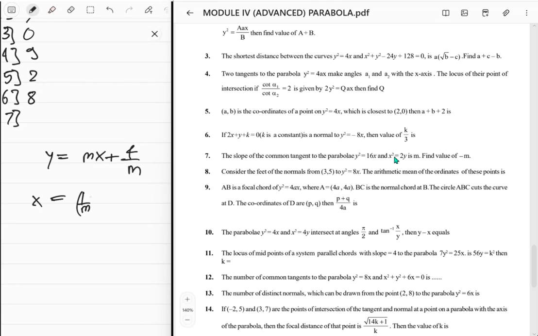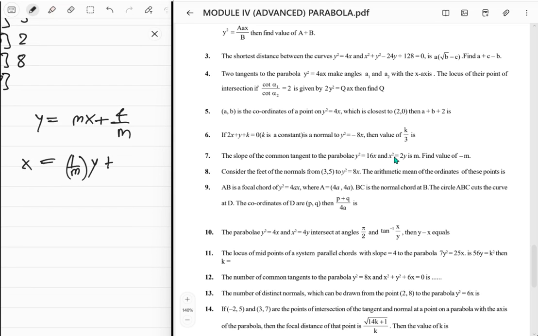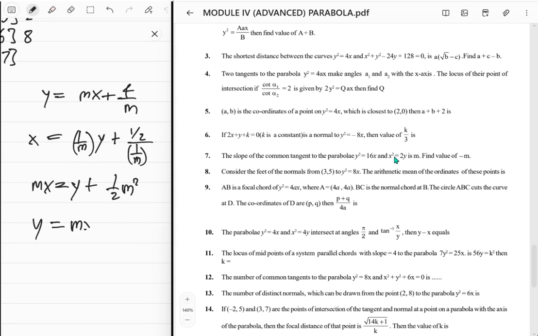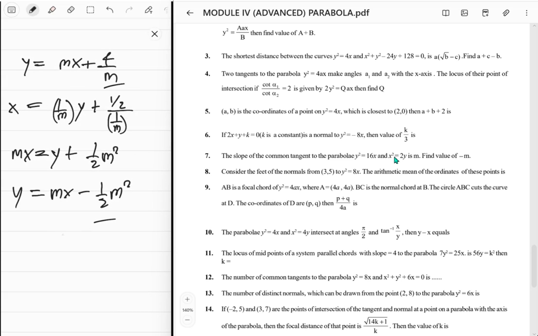So 1 upon m times y plus, you just have a upon m, but this time a is 1 upon 2. And then instead of m, you're going to put 1 upon m because that's dx upon dy. So the inverse, and you get the idea, right? So just multiply by m. So mx is equal to y plus half m squared, of course. So y is equal to mx minus 1 upon 2m squared. These must be the same if it's a common tangent, so minus 8 is equal to m cubed. m has to be negative 2. So negative m is just 2.